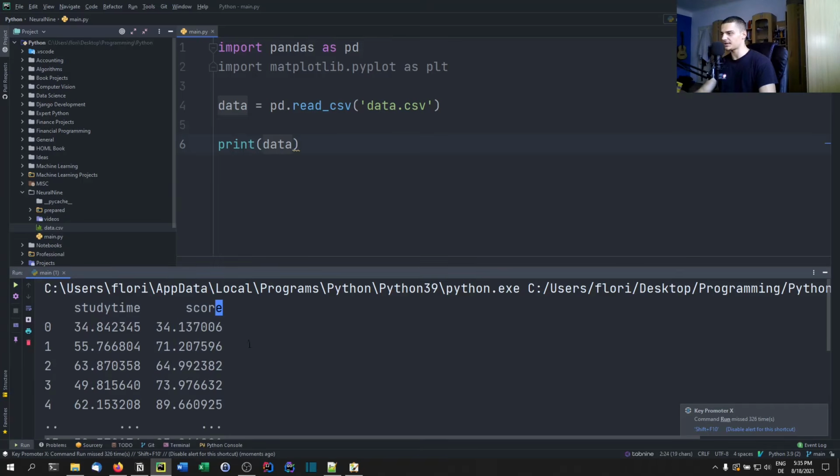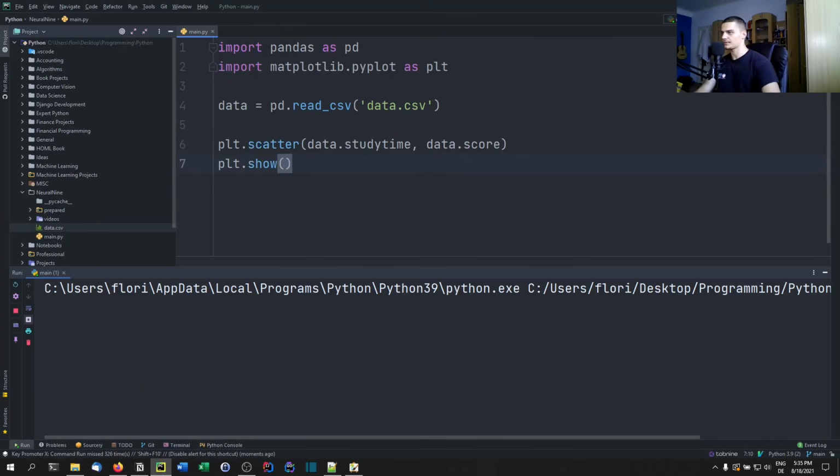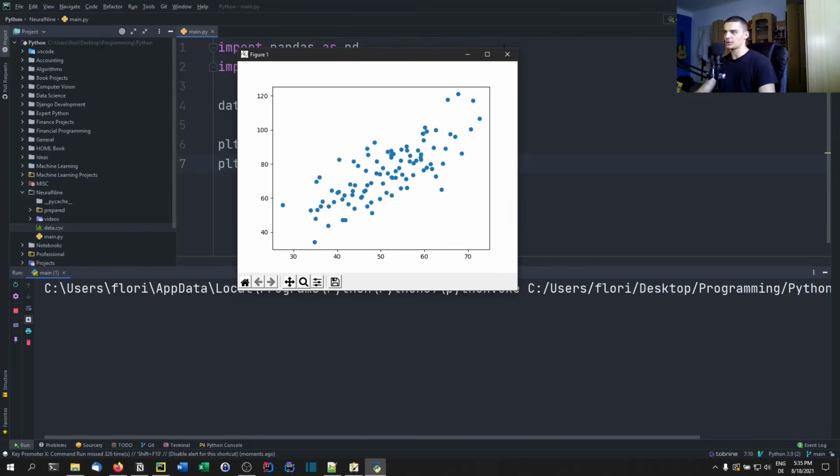Two columns, study time, score, and the values. We can also go ahead and visualize them by saying plt.scatter data.study_time and data.score, and then plt.show, like that. And there you go. So those are the data points that we're going to use for this regression example here.